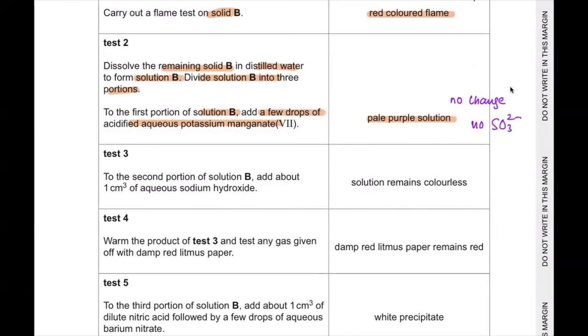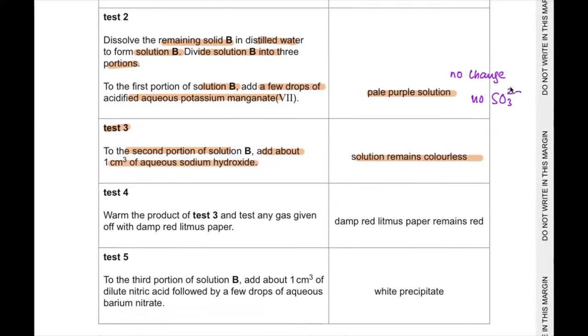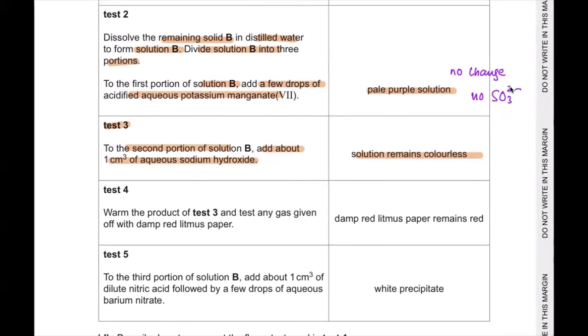Now, test 3. To the second portion of solution B, add about 1 cm³ of sodium hydroxide. Solution remains colorless. So it means that if there were aluminum or zinc, you would get white precipitates initially, which dissolve in excess sodium hydroxide. So there is no cation here from those mentioned in the colors of the precipitate, except ammonium. There might be a chance of ammonium, but for that we have to check whether ammonia is liberated or not.